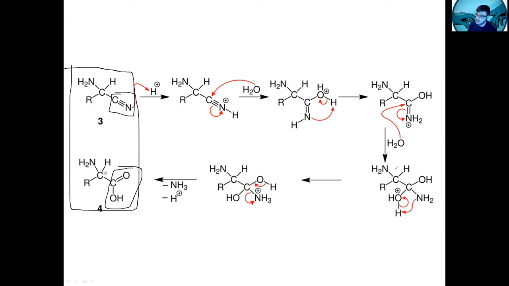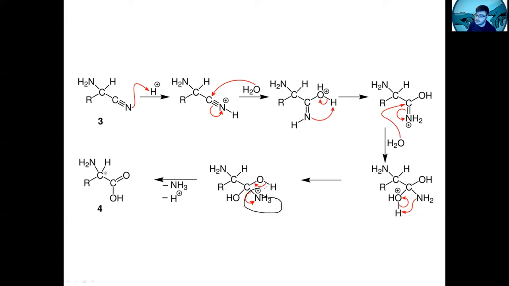This can form another tetrahedral intermediate right here, right? Now you have two tetrahedral intermediates, this one as well as this one. You have two tetrahedrals stacked on top of each other, essentially. Again, proton transfer: this ammonia comes off, and this goes in to make a double bond here.